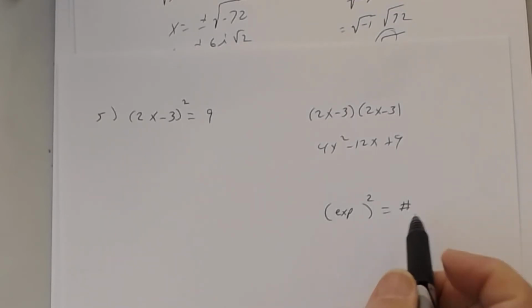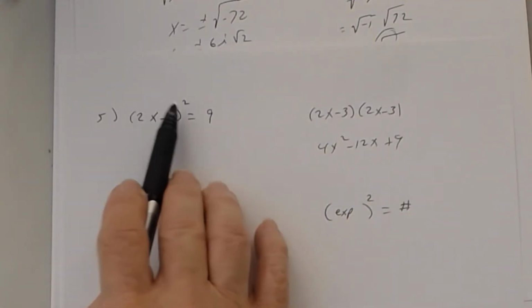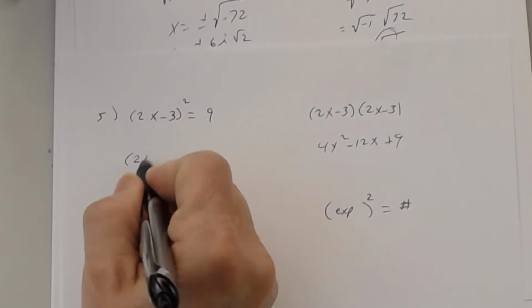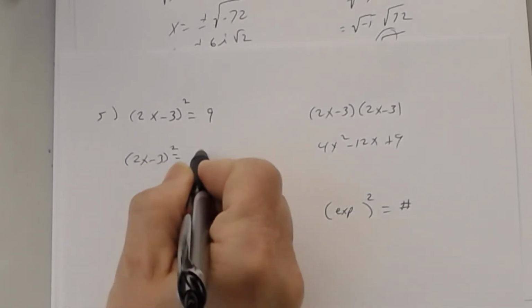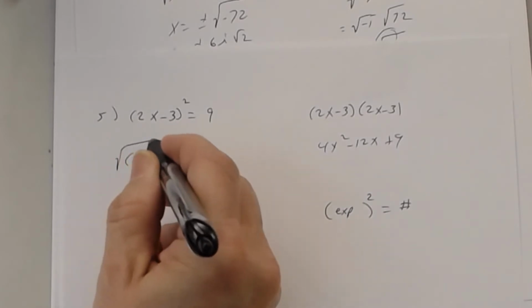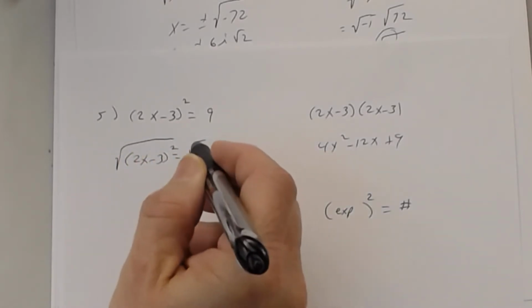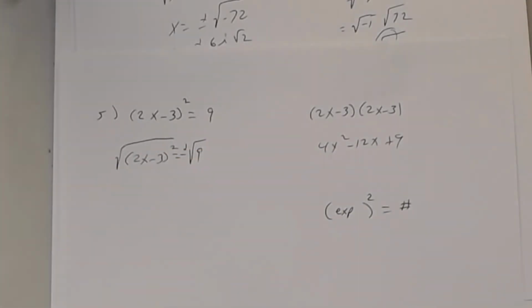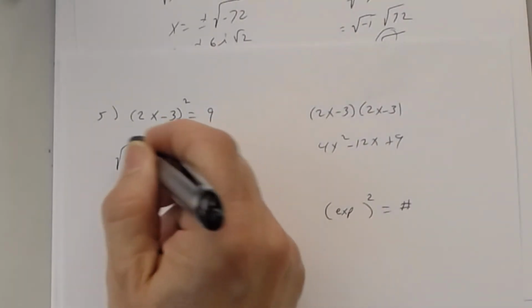Okay? Do I have that here? Do I have an expression squared equal a constant? Yes. So I'm going to rewrite this over, and I'm going to take the square root of both sides. And remember, when you take the square root of both sides, you got to say plus or minus. And then remember, the process is the same each time. The square and the square root undo each other.